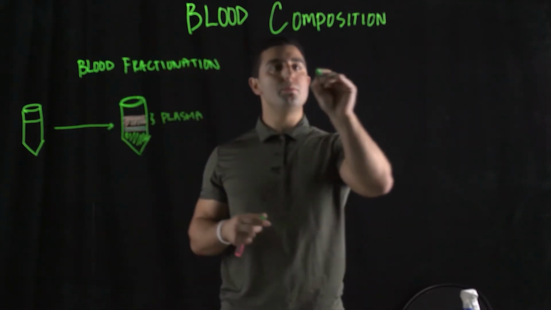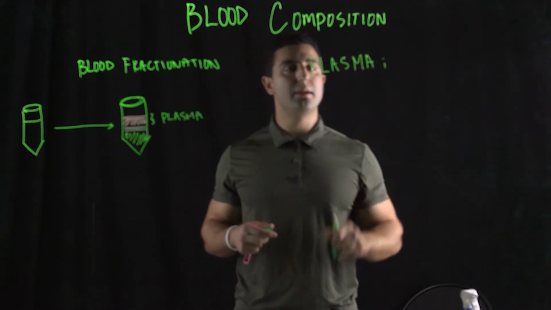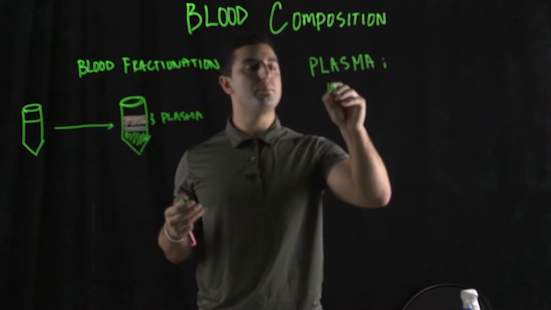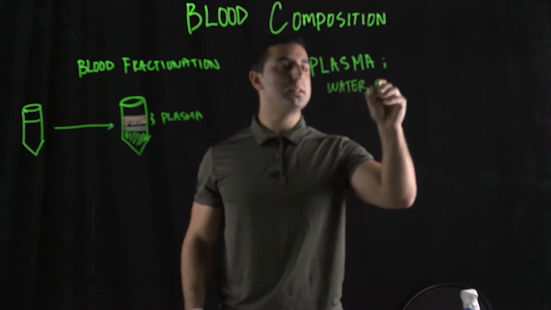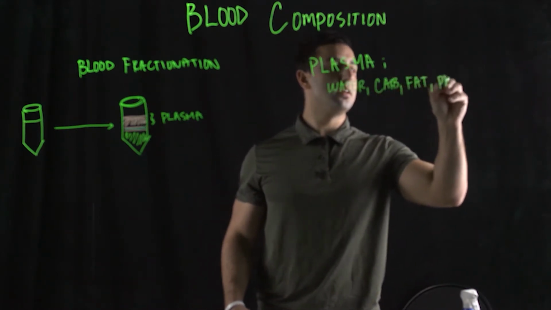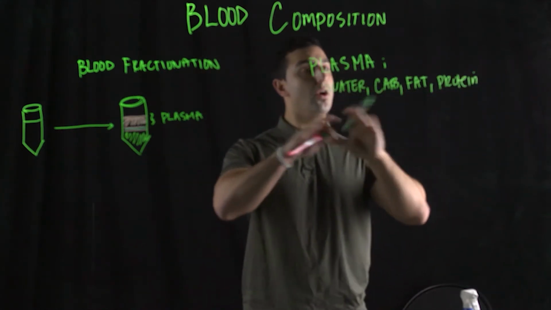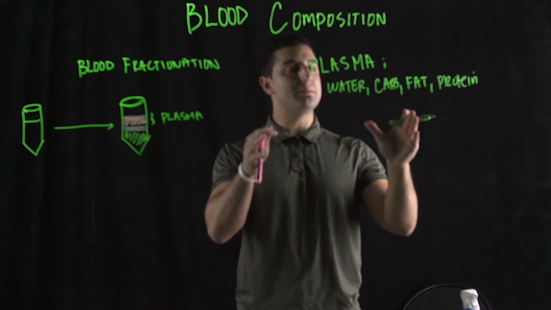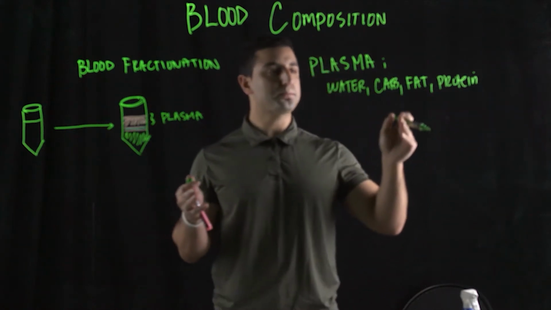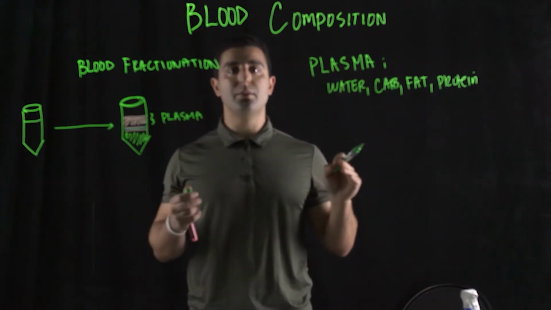If I were to tell you what's in the plasma layer, the majority of plasma is water. You have water, proteins, carbohydrates, fats, your hormones, everything. The majority of plasma is non-living: water, carbohydrates, fats, proteins. Also, what's really important about the plasma layer is 3 specific proteins that I want you to know.